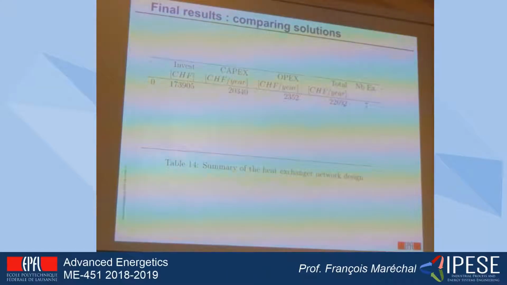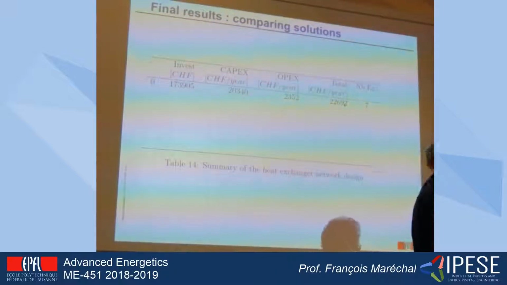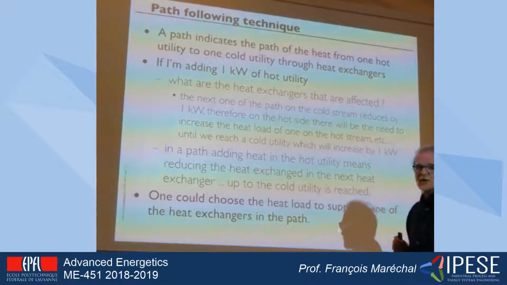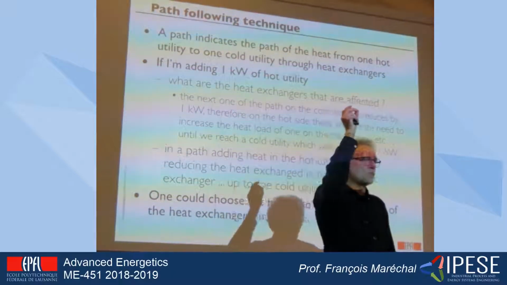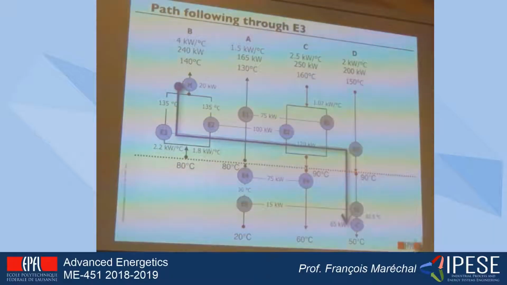Now, if I want to try to reduce the number of heat exchangers in the system, in fact, there are 2 tricks. The first one is what we name the path following. The path following is identifying in the heat exchanger network a path from the hot utility to the cold utility. Okay? For example, I can find a path that is linking the hot utility here with the cold utility here. And I'm passing through the E3.